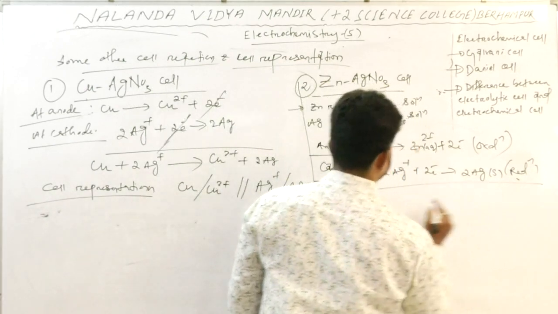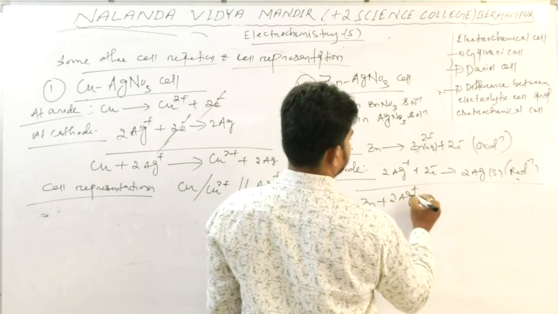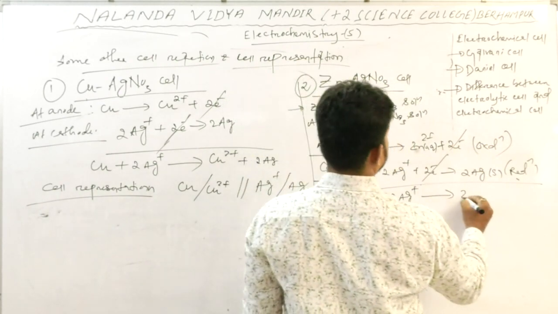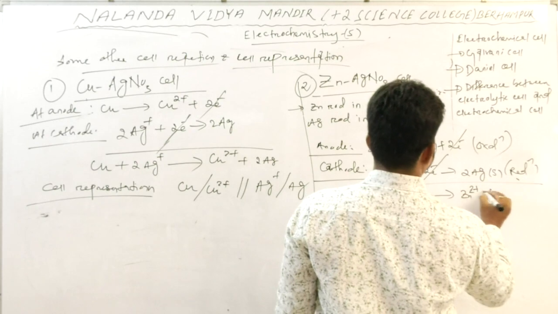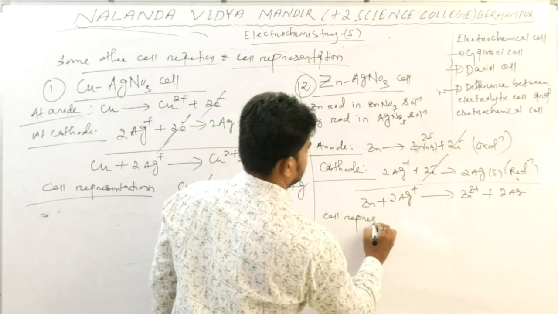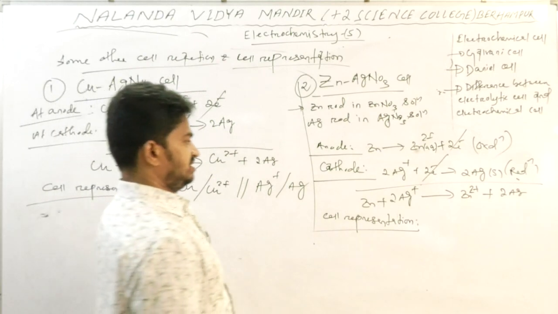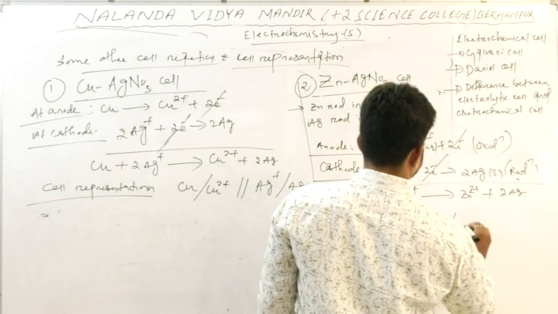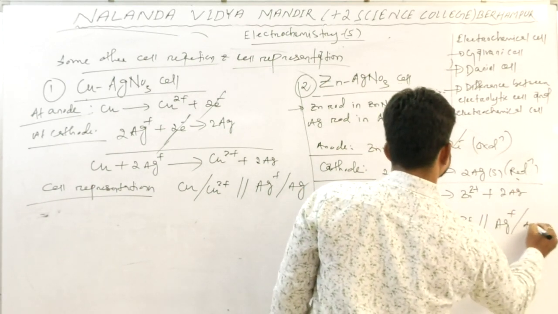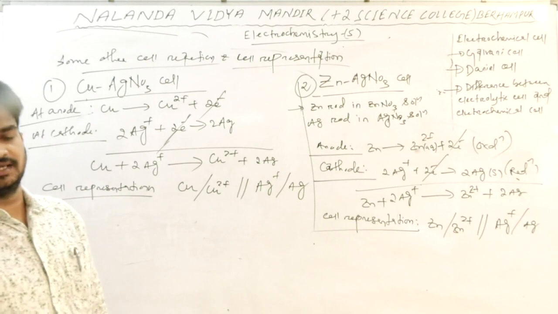By adding these two half cells, we will have zinc plus 2 Ag plus. By canceling out 2 electrons from both sides, it will have zinc 2 plus ion plus 2 silver. So the cell representation will be zinc, zinc 2 plus, salt bridge, silver plus, silver. This is the cell representation for the zinc silver nitrate cell.